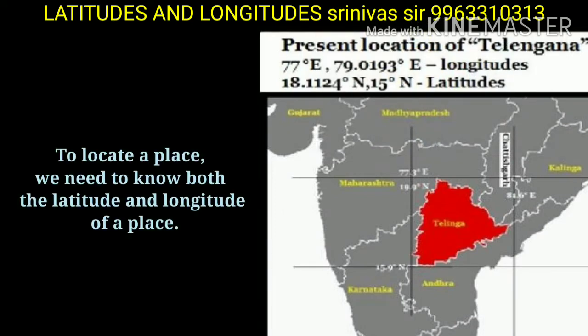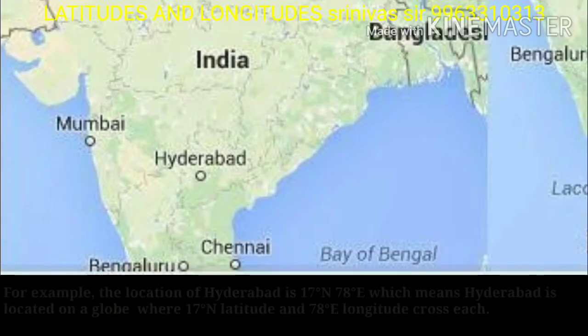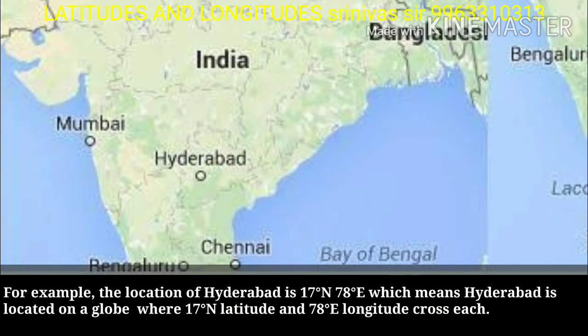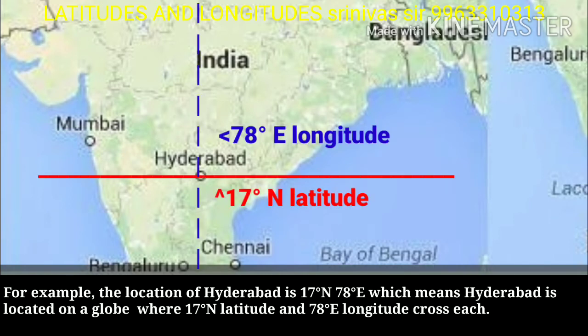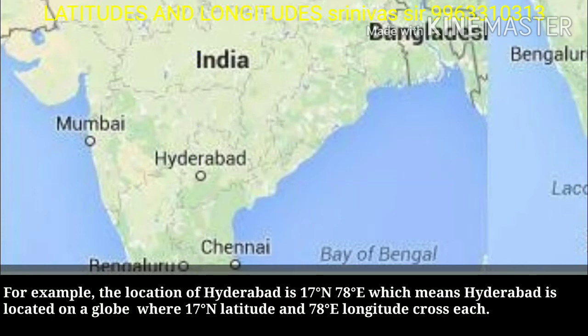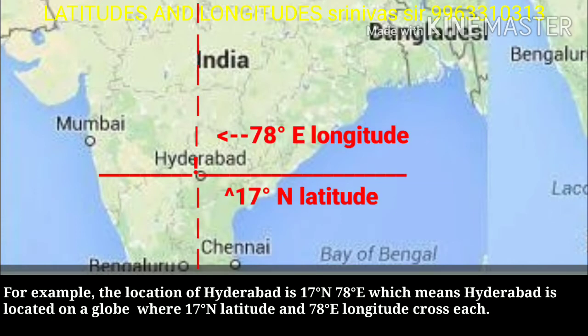To locate a place, we need to know both the latitude and longitude of a place. For example, the location of Hyderabad is 17 degrees north, 78 degrees east, which means Hyderabad is located on a globe where 17 degrees north latitude and 78 degrees east longitude cross each other.